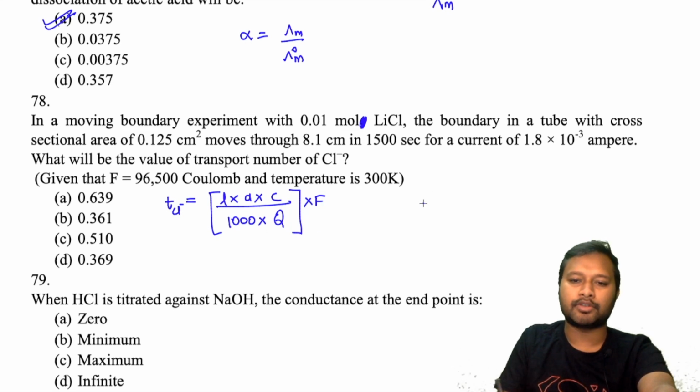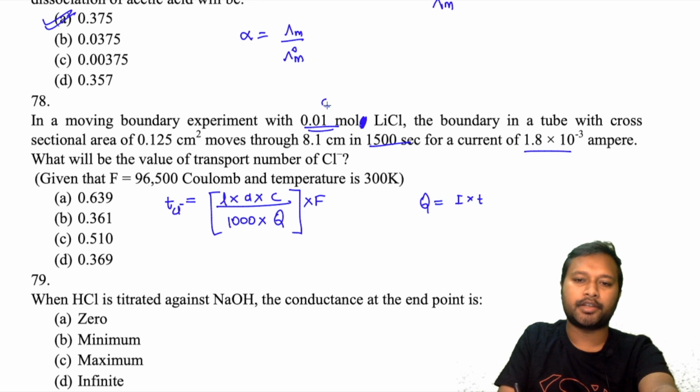For calculating Q, which is not given directly, Q will be I into t. I is the current value, time is also given. So multiply both of them to get Q. Once you get Q, all the things are given. See, this is the concentration, this is the area, this is the length. So L, A and C are already given to you. Q you can calculate, and multiply with Faraday 96500. Temperature is not needed and it's not required to solve. The transport number which you will get is going to be 0.361 as the answer.